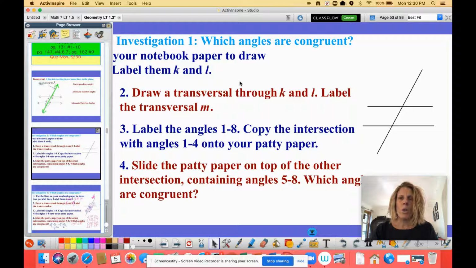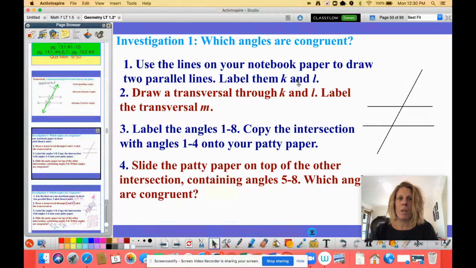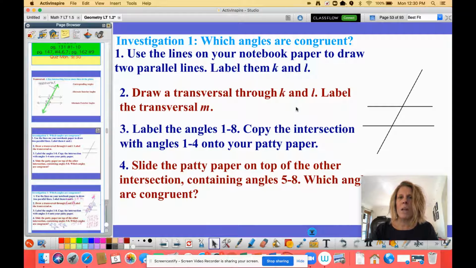And so the first thing I want you to do is in your notebook, I want you to use the lines of your notebook to draw two parallel lines. So you're going to draw two parallel lines just like this. You're going to use the lines in your notebook to make sure that they're parallel. And that's super, super important that you do that.